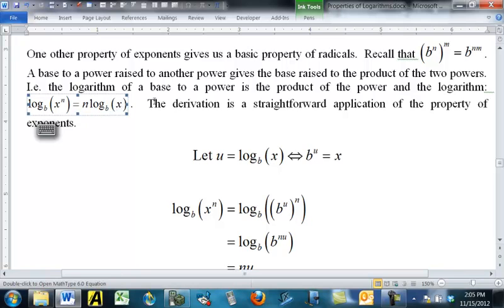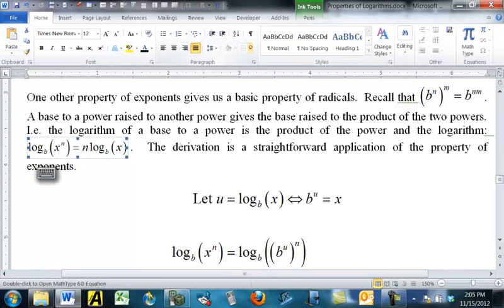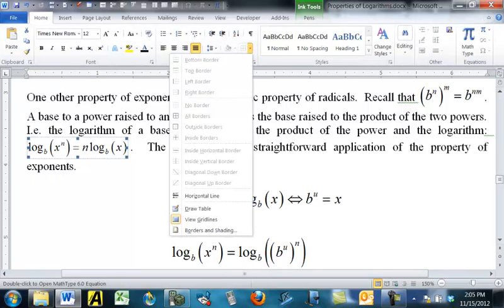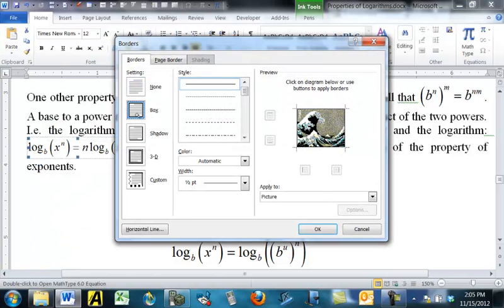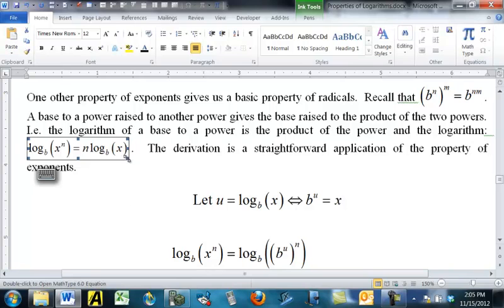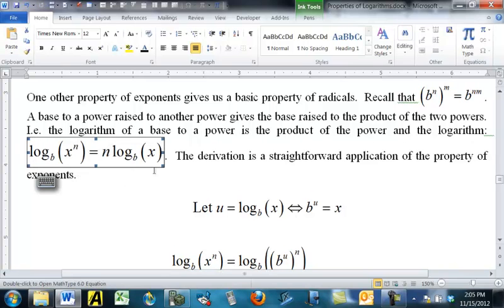Well, that translates actually here as this right here. Put a box around this. This property right here, which is what we're going to prove, says if you have log base b of x to the n, it's n times log base b of x. It's going to come from this power property up here, and basically what you're doing is you're multiplying two powers. One power is n, the other power is the logarithm. Remember, logarithm is a power.